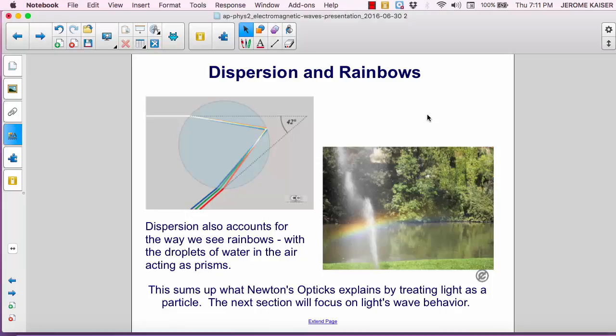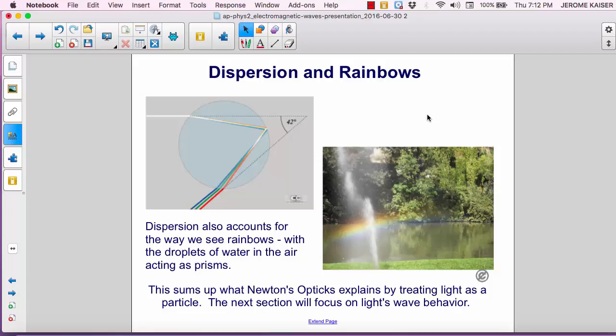As a final note, we can see that dispersion also explains rainbows. In the picture on the left, you can see light hitting a water droplet. The water droplet acts very much like a prism. The light on entering the water will travel at different speeds according to wavelength. And consequently, when they emerge from the droplet on the other side, they've been dispersed. They've been separated, and hence we see the many colors of the rainbow.